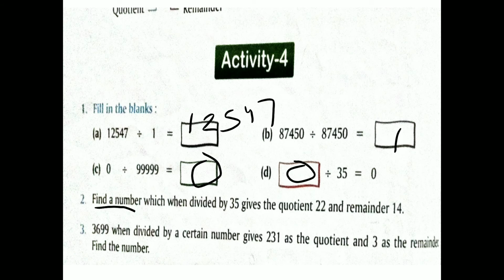There is written: find a number. You have to find a number which when divided by 35, means the number should be divided. Divided means this is given as the divisor to you, because the number by which we divide, we call it the divisor. Give the quotient 22 and the remainder is 14. Now students, here you know the check formula of division. That is, dividend is equal to divisor into quotient plus remainder. That formula we use here.